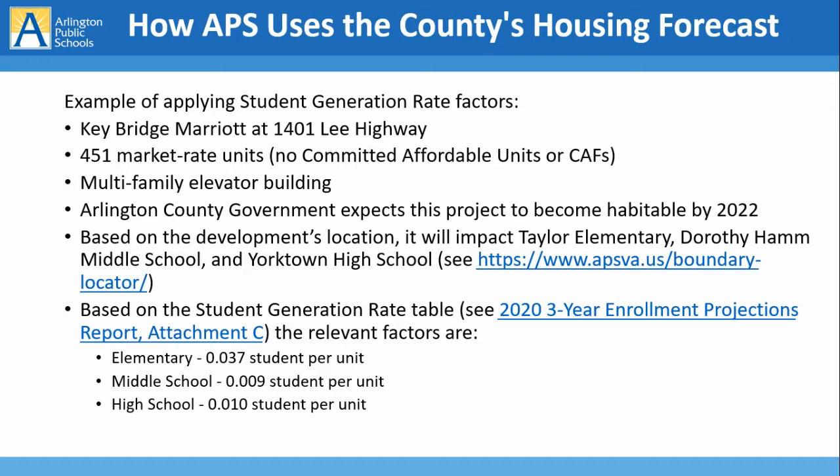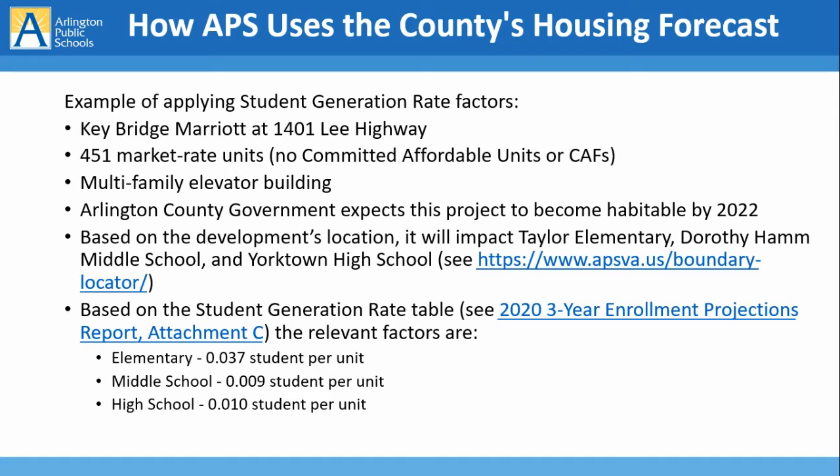So, I kind of gave an overview, slightly abstract, but let's look at an actual example. So one example would be a project that was recently approved, and it will be in that data table 2 that we looked at a little bit earlier, and that would be the Key Bridge Marriott at 1401 Lee Highway. Again, looking at the characteristics for the building, it has 451 market rate units, so it has no committed affordable units. So what's charged for rent is completely dictated by the market. It's a multifamily elevator building, so it's going to be a mid-rise to high-rise building.